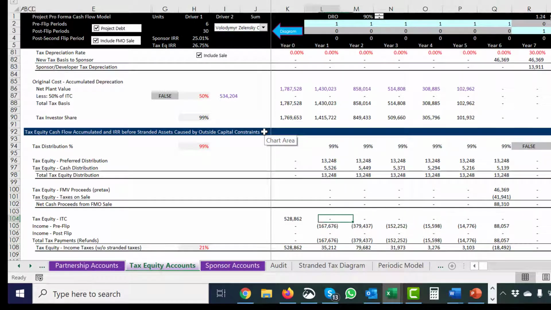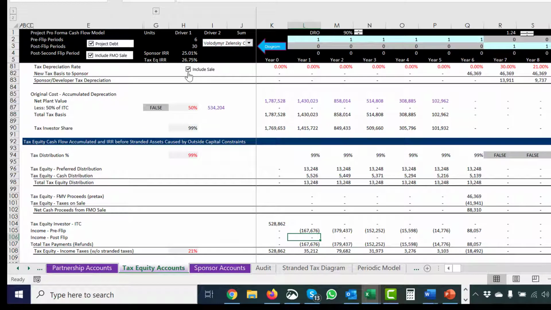And then we get the ITC. Now that's a tax credit. And again, it should say tax equity investor. They get the tax equity, and then they have the income before the flip and after the flip. And of course, if we don't include the sale, come on, go off. Okay, something's happening. Okay, I don't know what just happened.